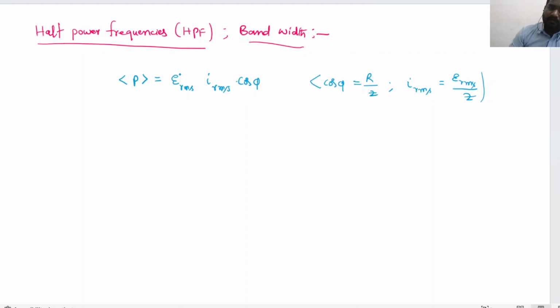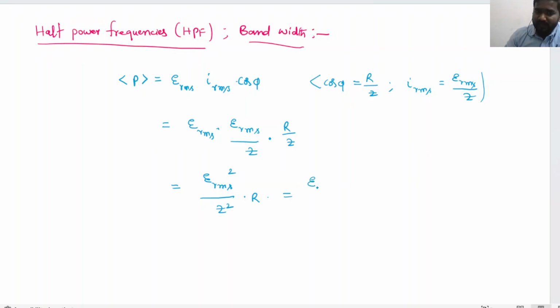P equals E I cos phi. Now you can substitute the I RMS and E RMS values over here. Then you get E RMS times I RMS, that is E RMS divided by net impedance, times cos phi, which is nothing but resistance divided by net impedance. So finally you get E RMS square divided by Z square times resistance R. So here the average power depends on E RMS, Z square, the net impedance value, and resistance.